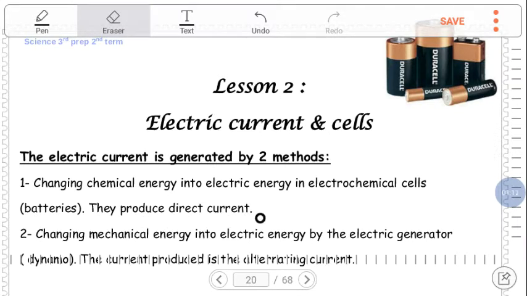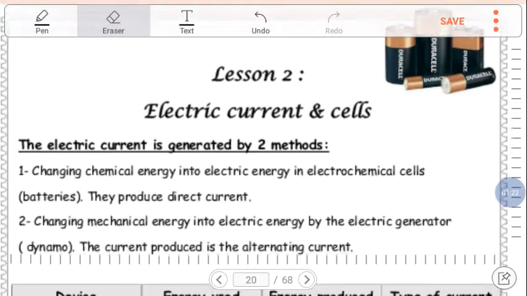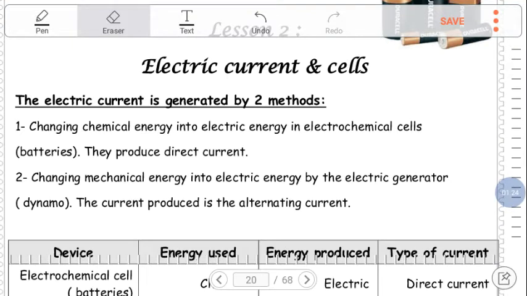direct current. Number two, changing the mechanical energy into electric energy by the electric generator or dynamo. So, number two, changing the mechanical into electric by an electric generator like the dynamo. And the dynamo or the electric generator produces alternating current.